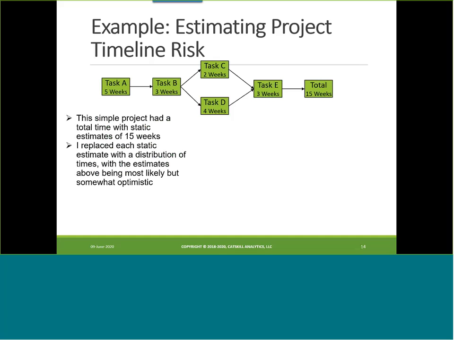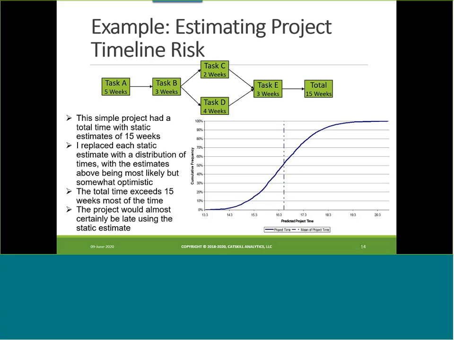So I replaced each static estimate with a distribution of times, with the estimates above being most likely but somewhat optimistic. All right, so essentially what I did was I used triangular distributions for all 5 of these tasks. The peak was the most likely, which was the time in here, but it was slightly to the left of center in the distribution. All right, so that made it somewhat optimistic. Turns out the total time exceeds 15 weeks most of the time. The project would almost certainly be late using the static estimate.